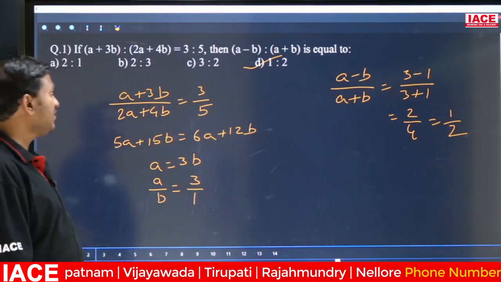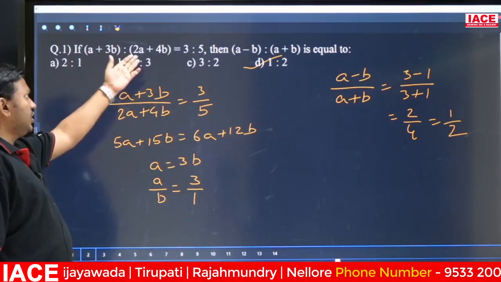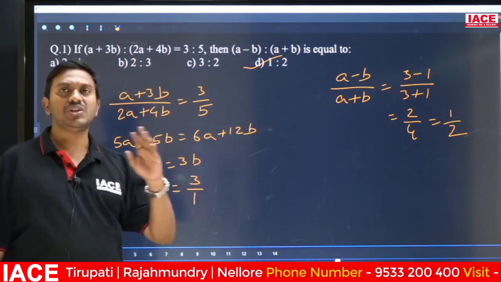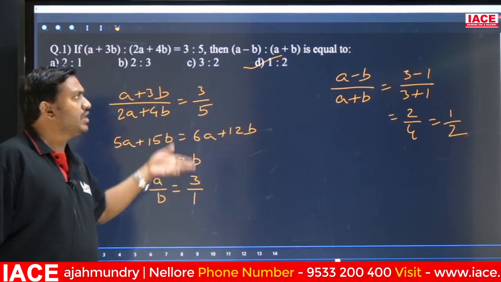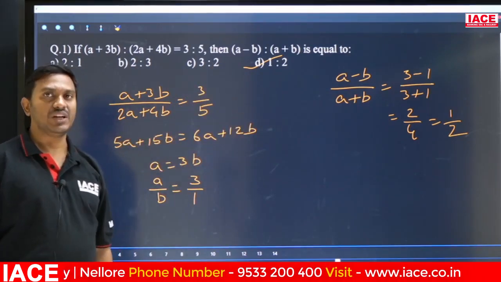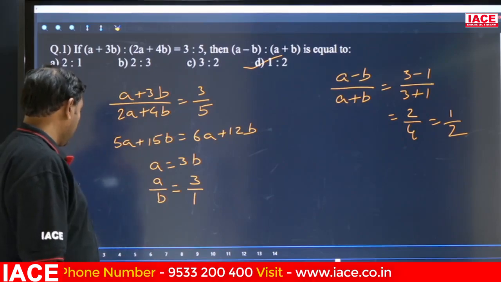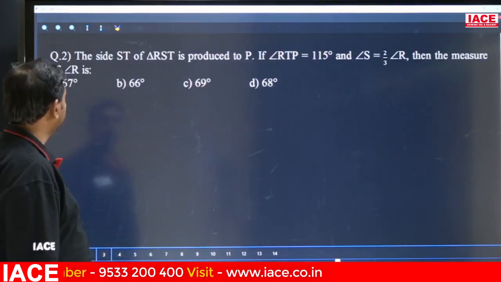So simple. One ratio is given, another ratio is asked. From that ratio we find a is to b, and from a is to b, whatever we want we can find. Okay, next one.